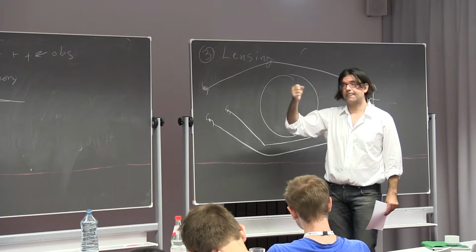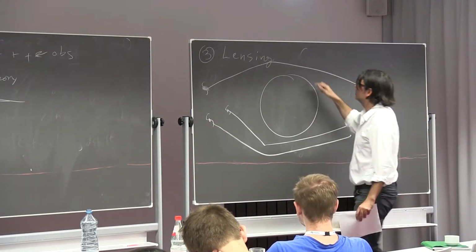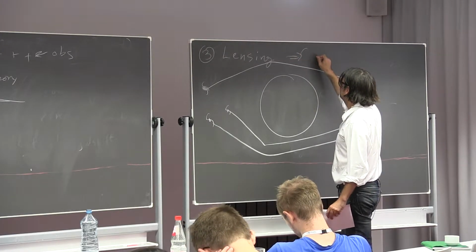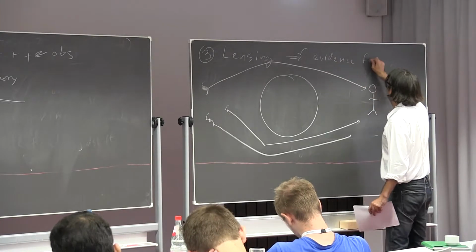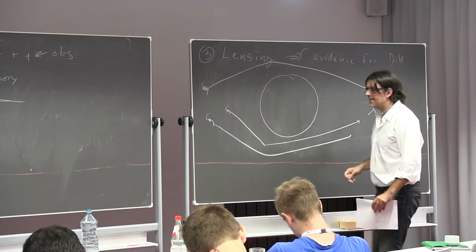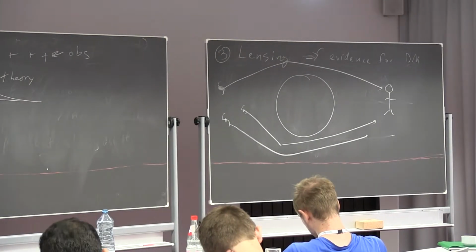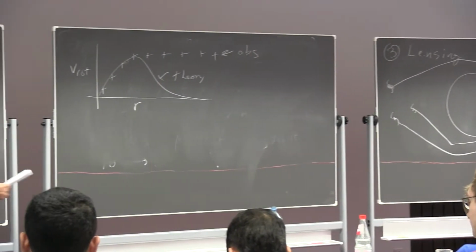Okay. And this here also points to evidence for dark matter. That is to say that the amount of lensing that you observe in these galaxy clusters is much larger than what you could explain from the ordinary matter alone.